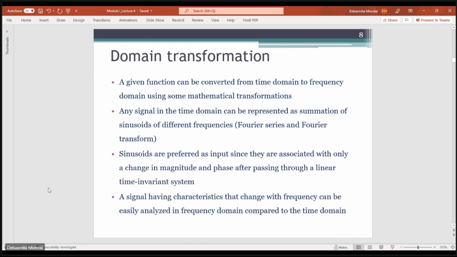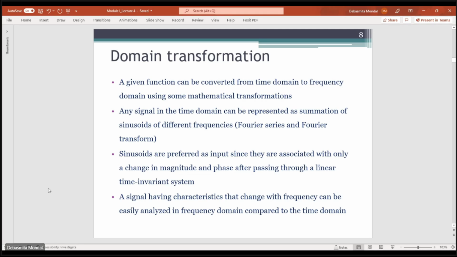Okay, so why do we need to do this domain transformation? How do we convert a time domain signal into a frequency domain signal? Here we will be using the Laplace transform to convert a time domain signal into a frequency domain signal. Any time domain signal can be represented as a summation of sinusoids of various frequencies. This is like in Fourier series and Fourier transform, where it is given that any signal in the time domain can be represented as a summation of sinusoids of various frequencies.